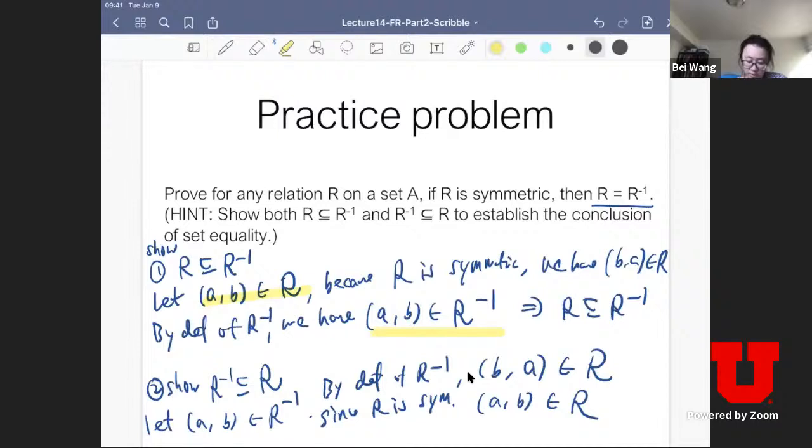So again, we start with (a, b) in R inverse and we arrive at (a, b) in R. That means the left-hand side is a subset of the right-hand side. Okay. So now I proved both part 1 and part 2, and combined, we know that those two sets are equal: R is equal to R inverse.